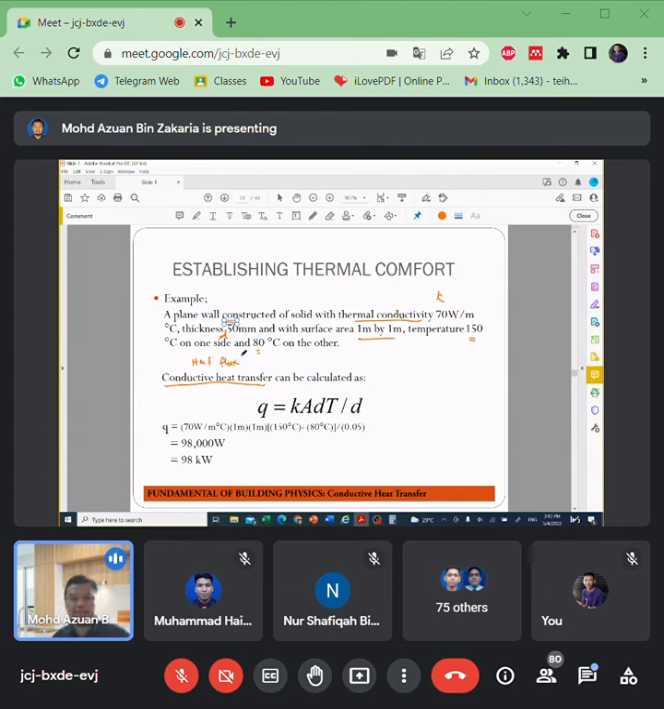Heat flux. So you can use this equation: Q equals K times area of the wall times dT, the temperature difference, outside and inside, divided by 0.05. The thickness of this, only one layer of material, is 0.05. So you can get 98,000 watt, or 98 kilowatt. So 98 kilowatt of heat can be transferred into the wall.